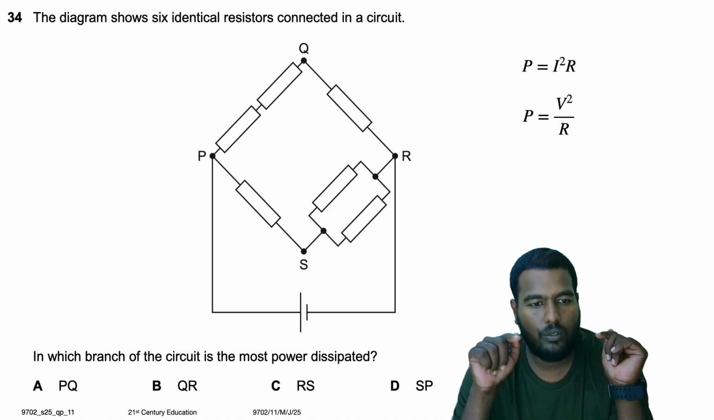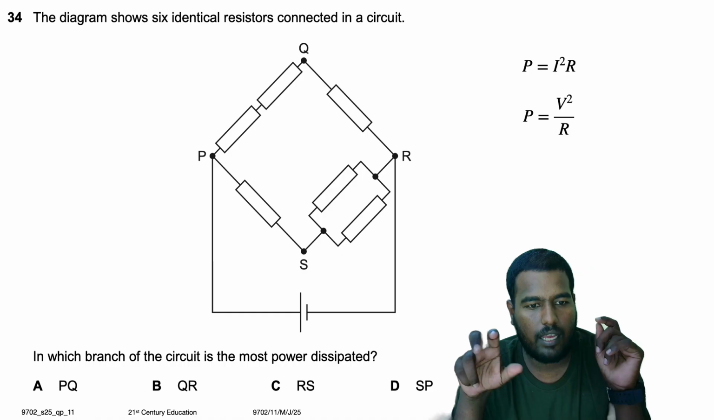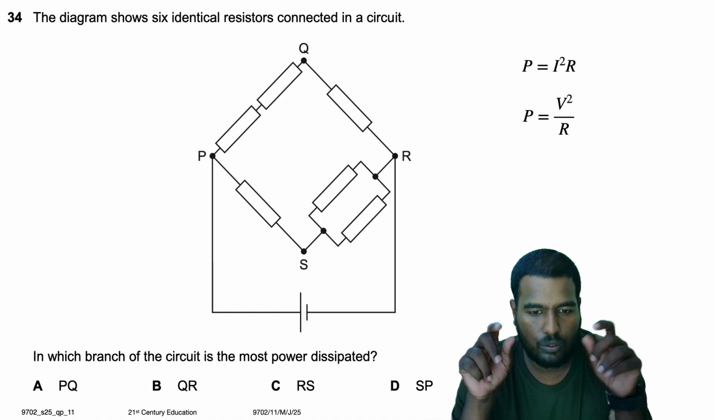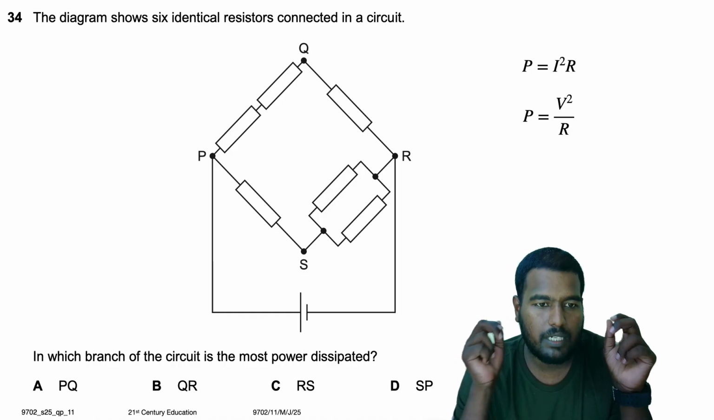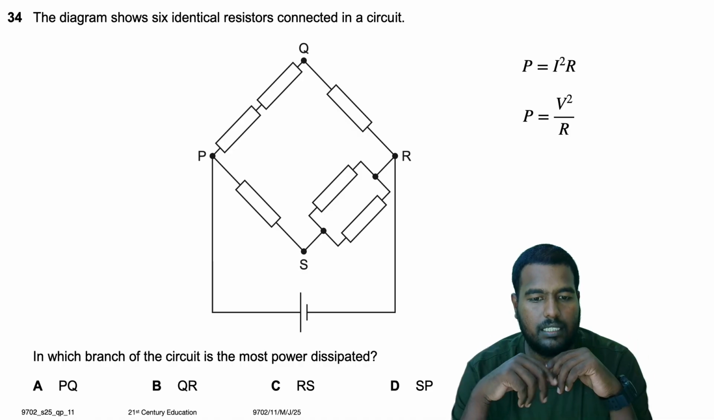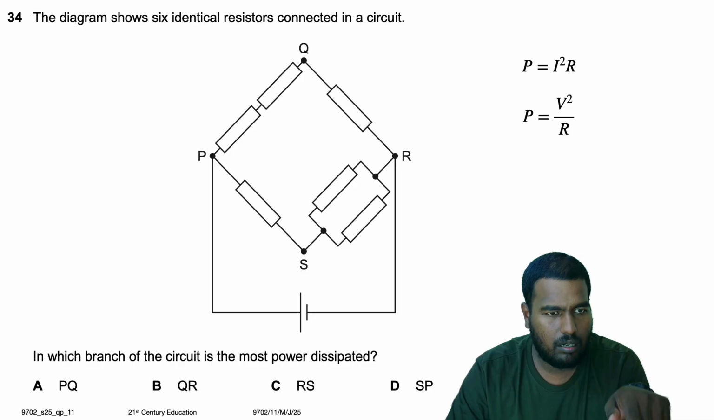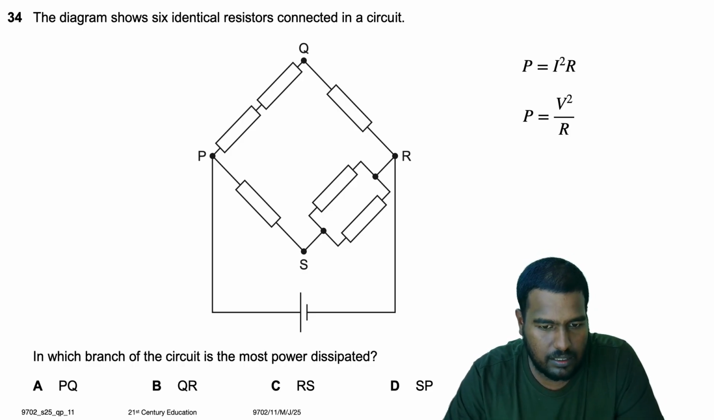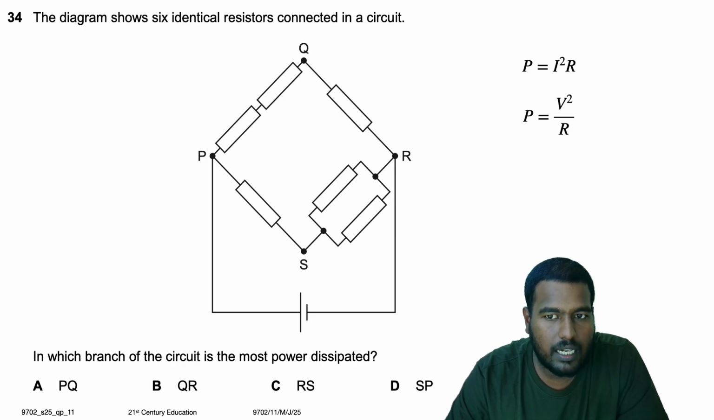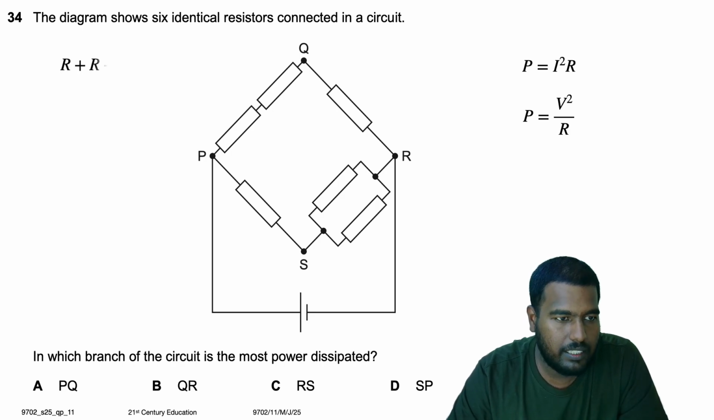Now PQR and PSR are parallel to each other, so it's the same voltage. Whichever has the least resistance will have more current in it. Okay, so all the resistors are identical. If one resistance is R, then PQR has R plus R plus R, which is 3R.